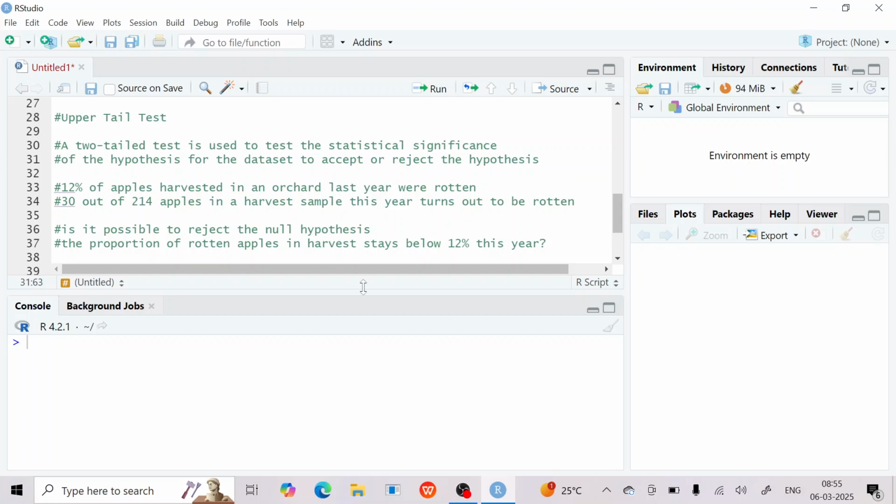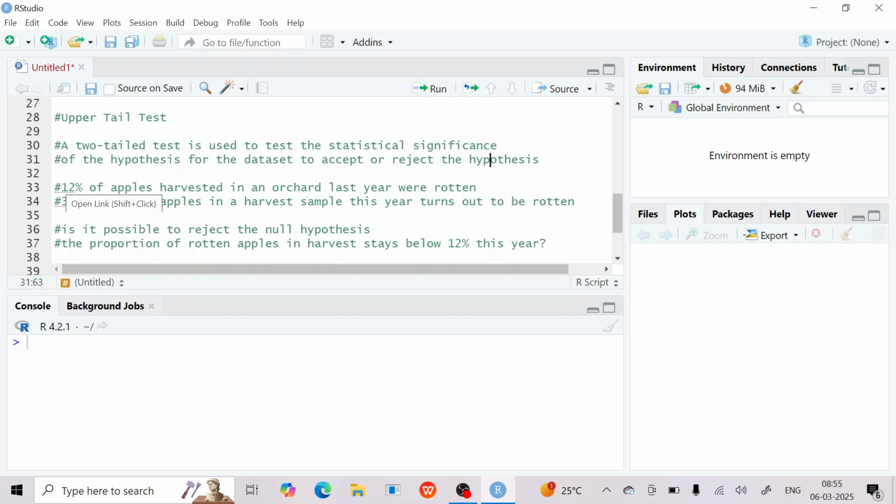Welcome to today's session on upper tail test. Upper tail test is also called a two-tail test. A two-tail test is used to test the statistical significance of the hypothesis of the data set to accept or reject the hypothesis. That is, based on the p-value, we are either going to accept or reject the hypothesis. So this is called a two-tailed test. Either we accept or reject the hypothesis. So the two-tailed test is also called an upper tail test.